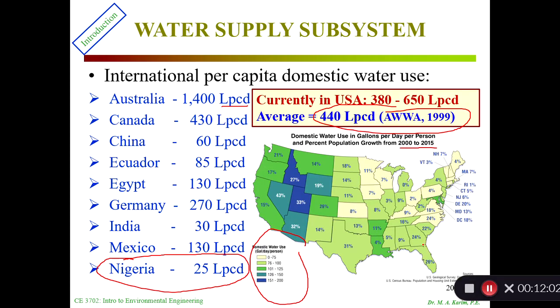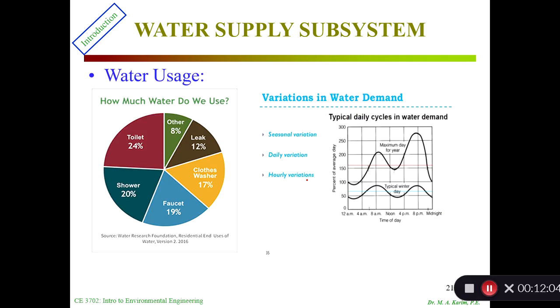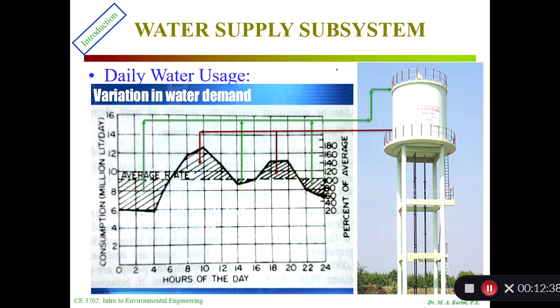Okay, so this is another usage variation. These are the usages: toilet is 24%, shower 20%, faucet 19%, clothes washer, leak 12%, and others 8%, because others cannot fall into these. Seasonal variation, daily variation, and hourly variation of this. This is daily, this is day of the year, and things like that, with the time showing the variation. I showed you the picture before, very similar, but it shows differently. So this is kind of average. Okay, so this is the picture I wanted to show you.